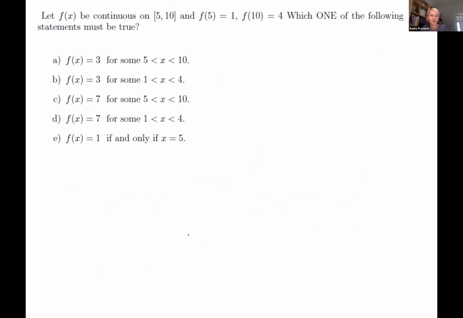Okay, we may ask this way. Let f be a continuous function between 5 and 10. f of 5 is 1, f of 10 is 4. Which one, only one, of the following statements must be true? That's what I will do. I will draw the scenario.